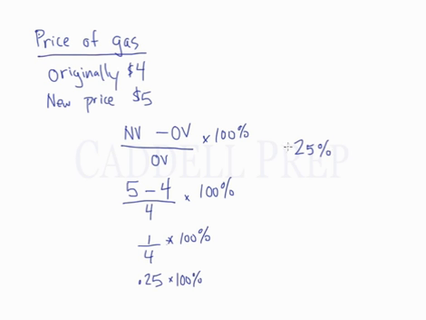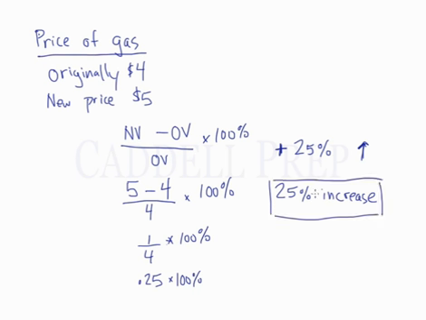Okay, notice that this is actually positive 25%. If there's no sign, it's positive. So what that means is that it actually was an increase. So we had a 25% increase. And this should make sense because it went from $4 to $5. So we know it's an increase. The positive percent just reaffirms that.